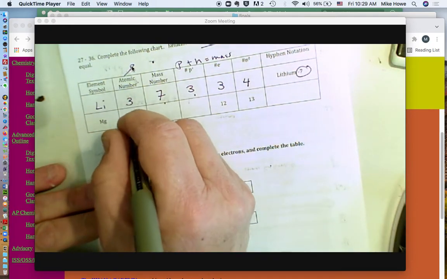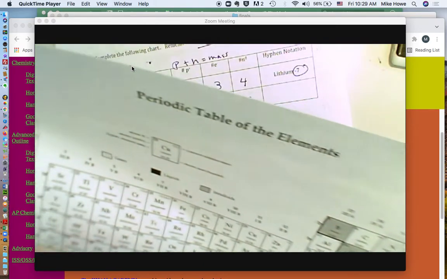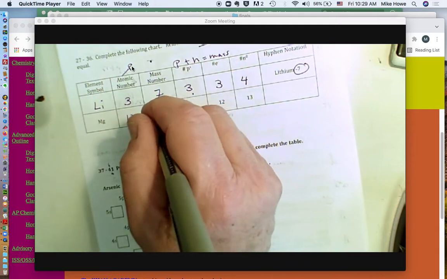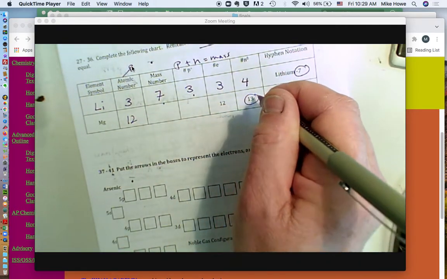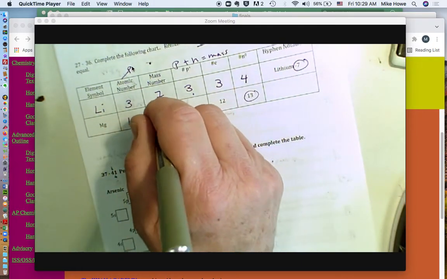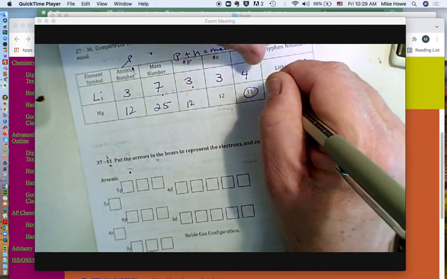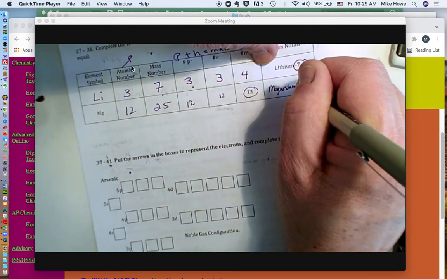Down here, magnesium's atomic number is 12. Just look on the periodic table to find that. Magnesium 12. Right there, 12. And the mass number of magnesium is the protons plus the neutrons, so we have 13 neutrons. We know the protons are 12 because the atomic number is 12, so the mass is 25. Then when you do the hyphen notation, you write the name of the element followed by the mass.